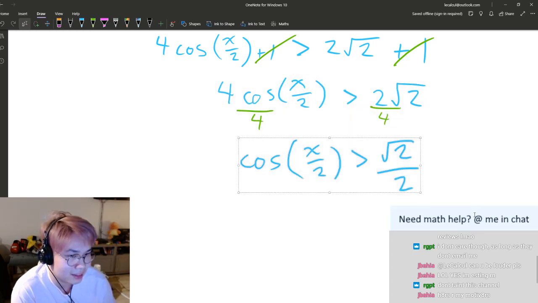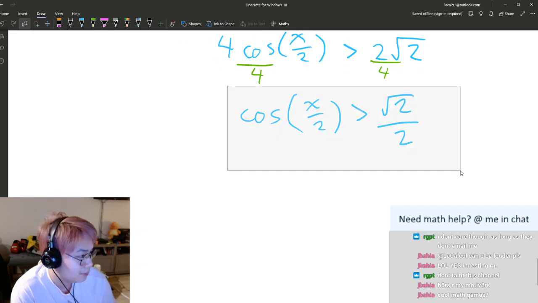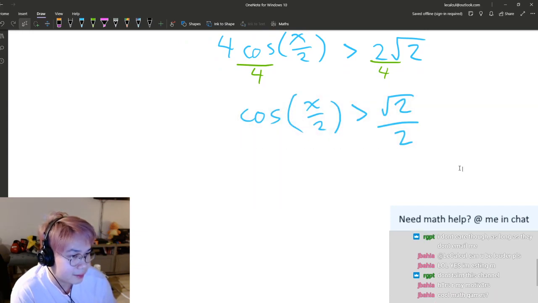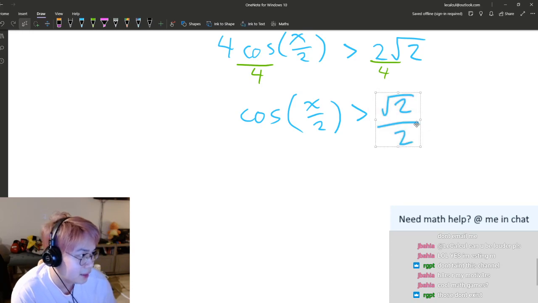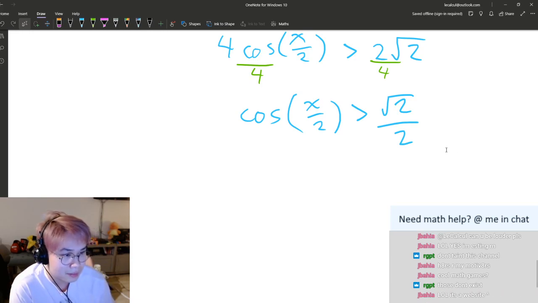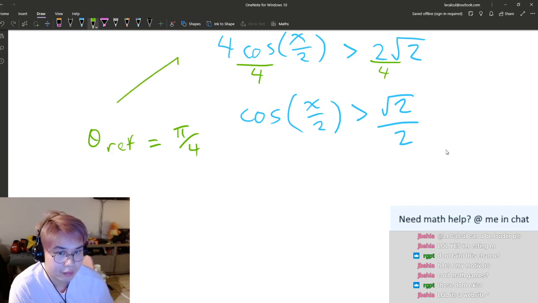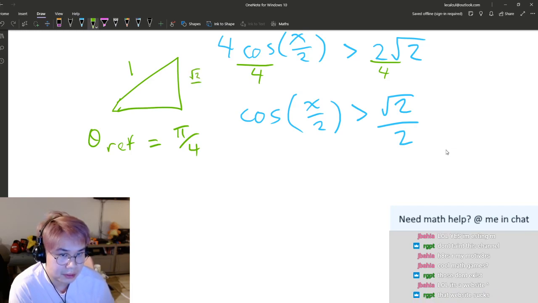Anyways, I'm just isolating for cosine right now, for those that are wanting to watch this for the math content. And then once we reach this part, we need to find out when cosine is larger than this value. And this particular value is related to special triangles and the unit circle and whatnot. And basically, this means that you have a reference angle of pi over 4. Because if this is 1, then each one of these is root 2.